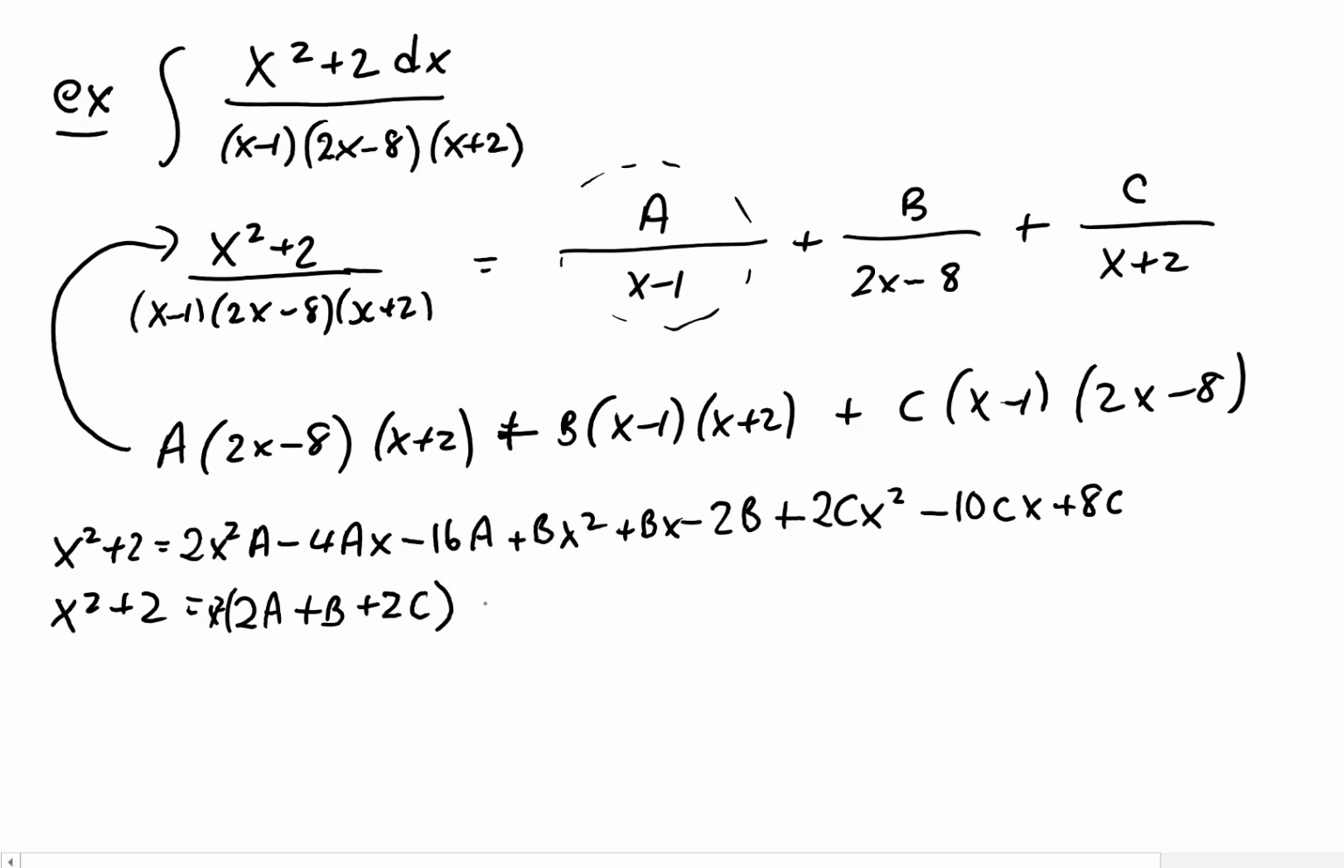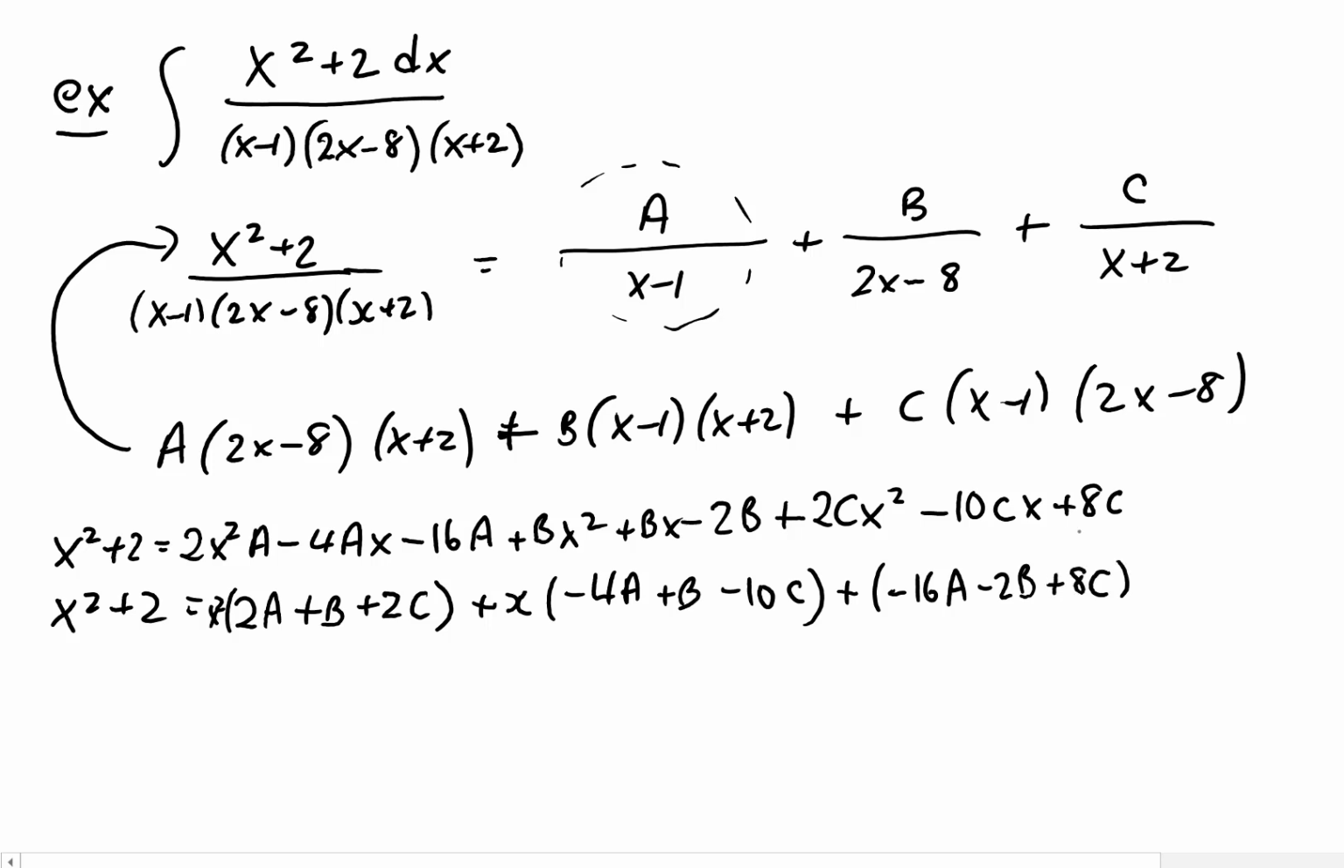The next is the x's, and there are none. Oh, sorry, there are. There's negative 4a x. There's plus 1bx and minus 10cx. And then the just regular number terms are negative 16a and negative 2b's and 8c's.